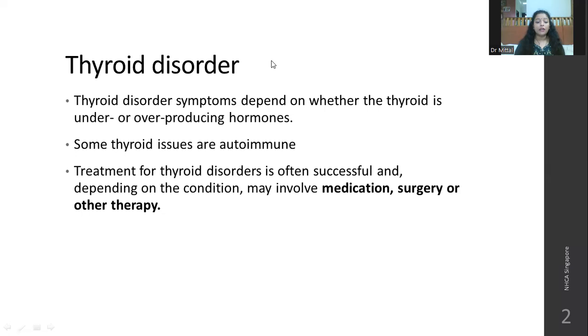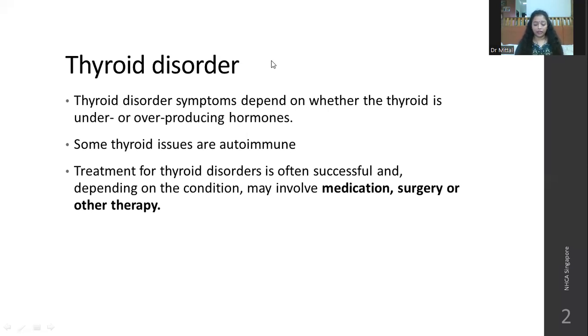Treatment for thyroid disorders is often successful in the majority of cases, depending on what the condition was to start with. It usually involves medication, surgery, and other therapies as well. Other therapies could be other lines of medicine apart from allopathy, like homeo or ayurveda, whatever you prefer. That has also shown certain benefits alongside allopathy.